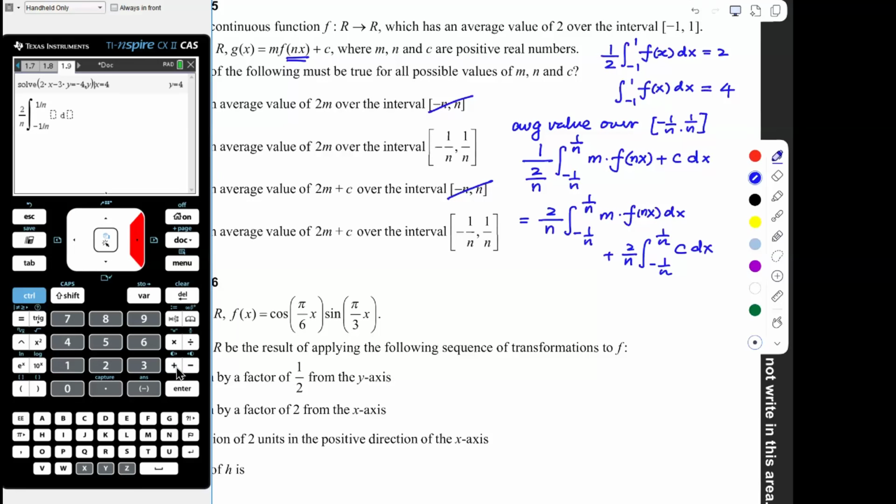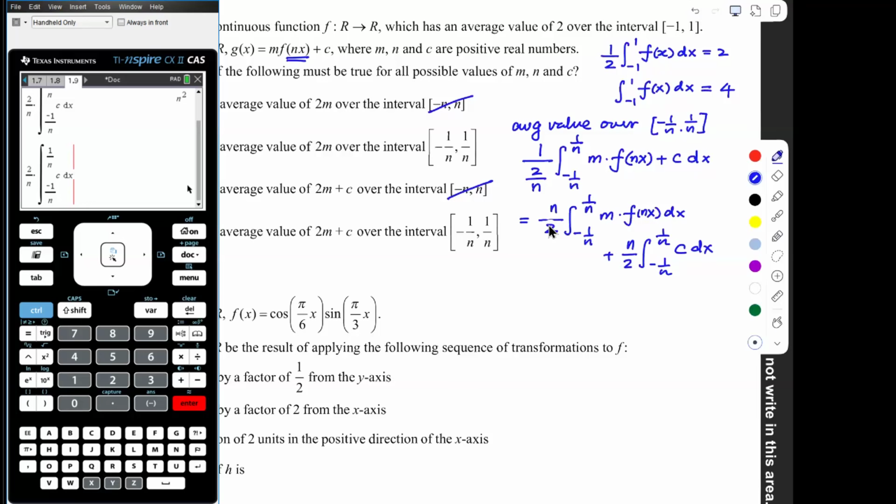Oh, sorry, I typed the wrong thing. Bear with me. This should be n over 2. I didn't realize I forgot to take the reciprocal, n/2. So let's try that again. Delete this one. n/2. Yep, that's just C. So the second part is a C. We must add a C.